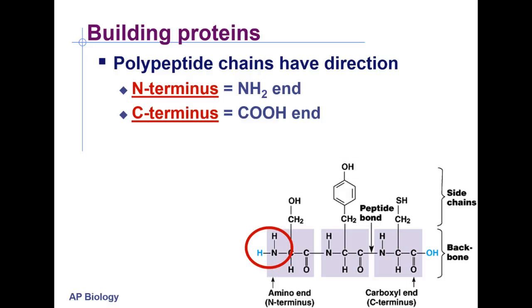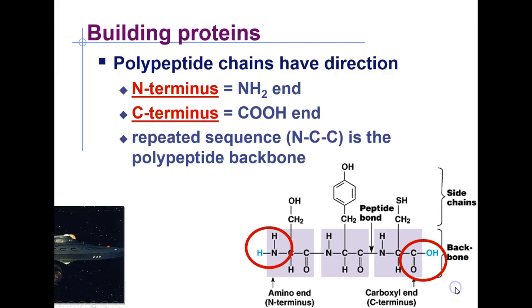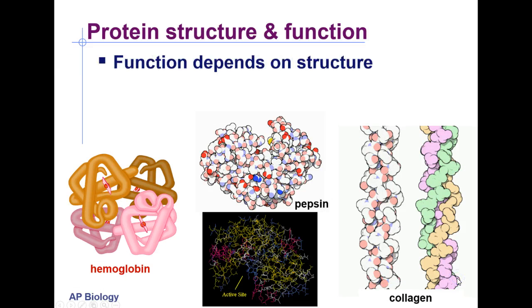They have a direction. Here we've got in the purple squares, each of these is an amino acid joined with a peptide bond via the dehydration synthesis. On this end here, we've got the amino group, so that's the N terminus, nitrogen down there. Over here, the C terminus for this carboxyl group. So that means when we make proteins, they only grow in one direction.